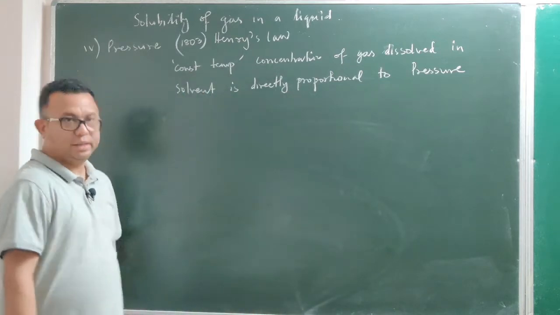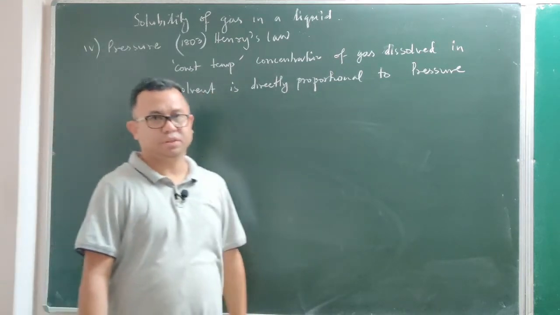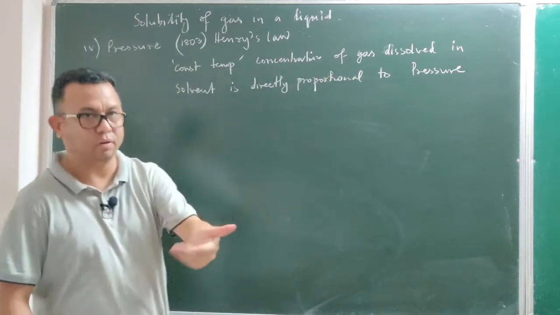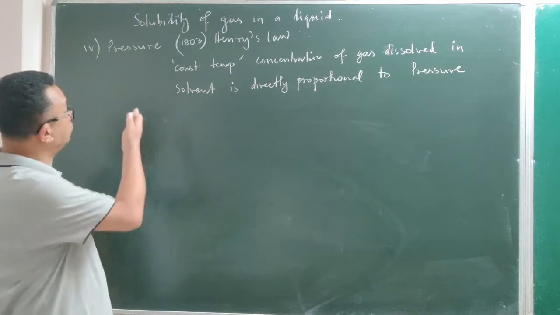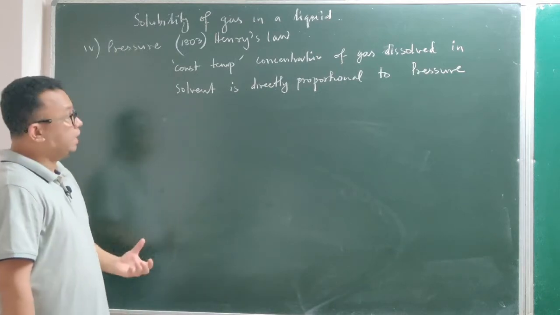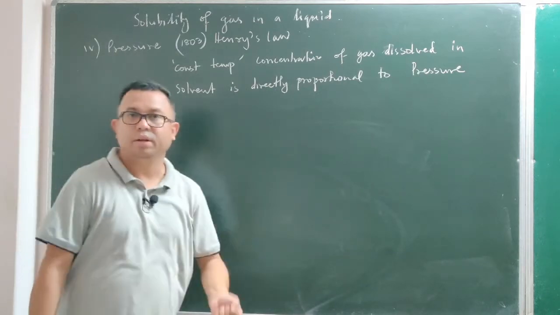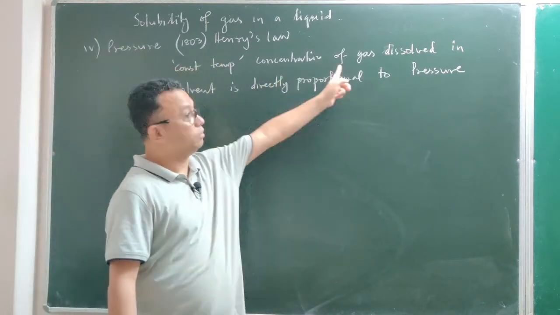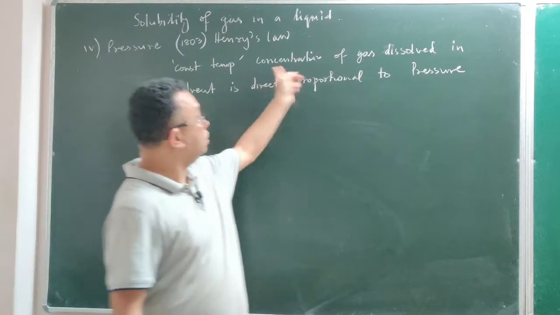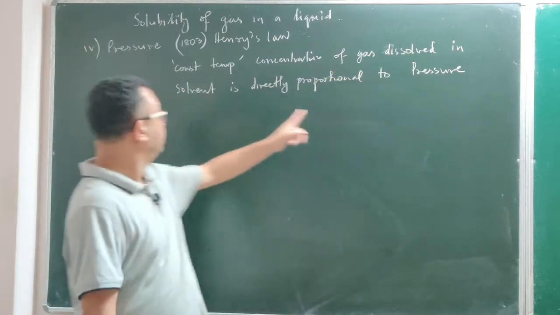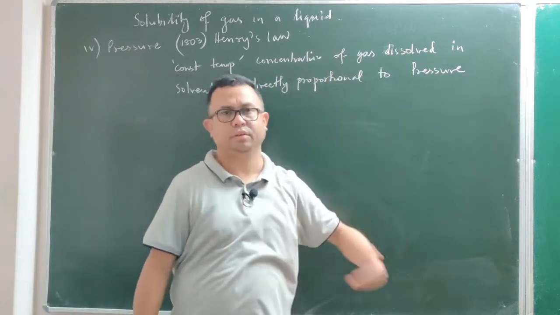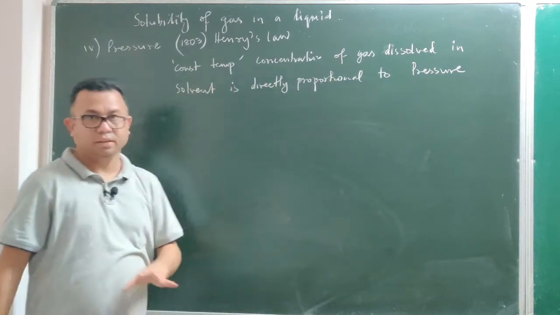The other way of saying it is with respect to partial pressure. Also, instead of saying concentration, you can simply say solubility. Let me state the other version of Henry's law. Henry's law states that for a gas which is soluble in a liquid or in a solvent at constant temperature, instead of concentration, the solubility of the gas in the solvent is directly proportional to the pressure. This is your Henry's law.